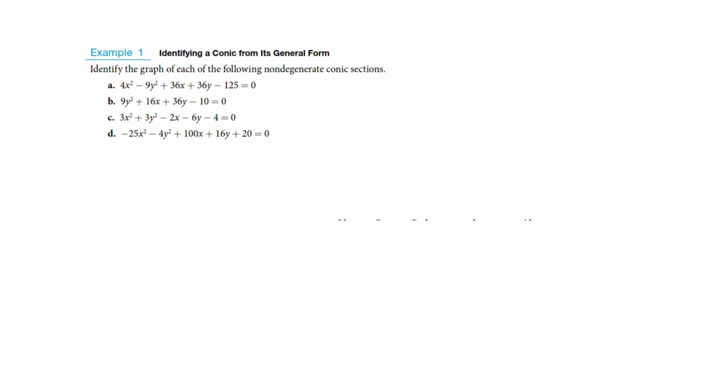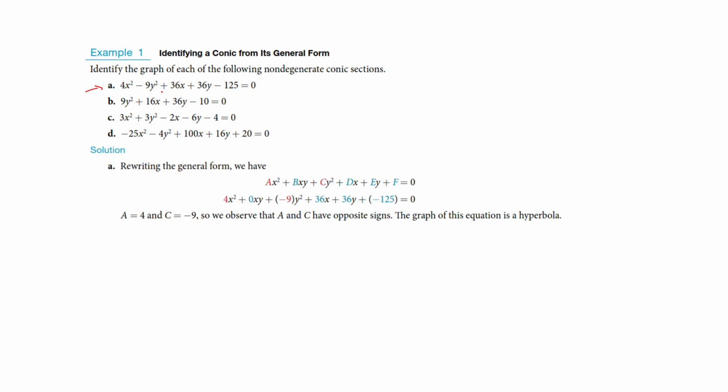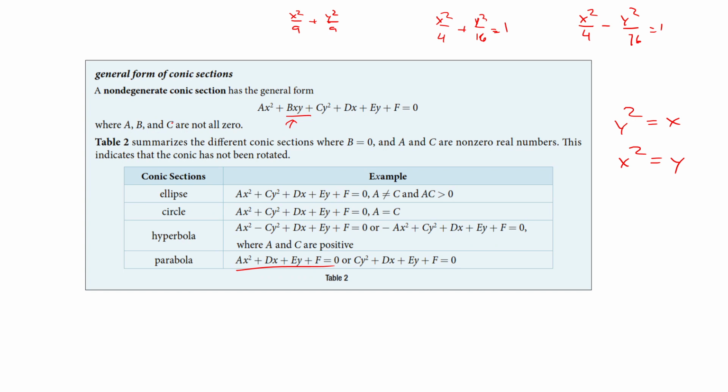Okay, so let's start identifying here for our formulas. So if we look through here, I notice that the x squared and the y squared terms, I've got one with a negative sign. And so this is going to make me the hyperbola. So if we go back here, this was my hyperbola, where I had a negative in between them.